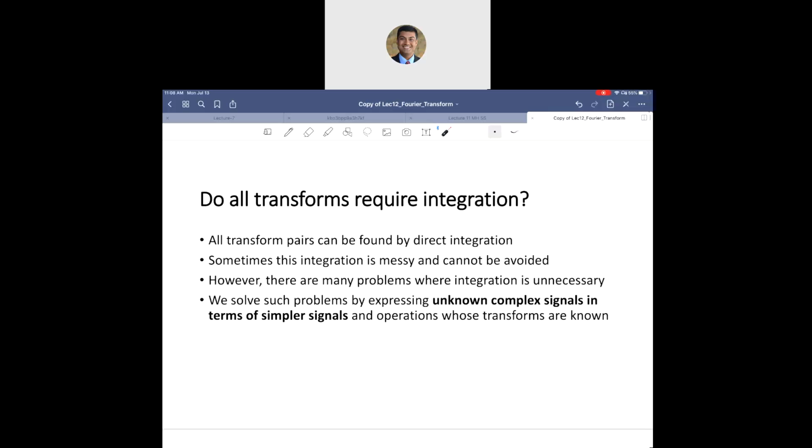So by using properties of the Fourier transform and by expressing complex signals in terms of simpler signals, you can avoid that messy integration. In fact, that's what I recommend you do. Try to break down complex signals into simpler signals to leverage the properties of Fourier transforms. That will save you a lot of headache and time.